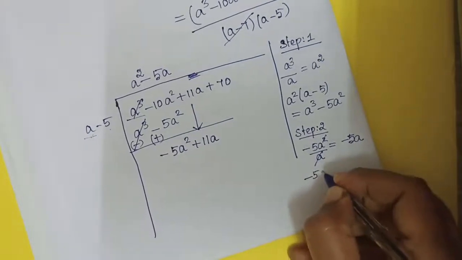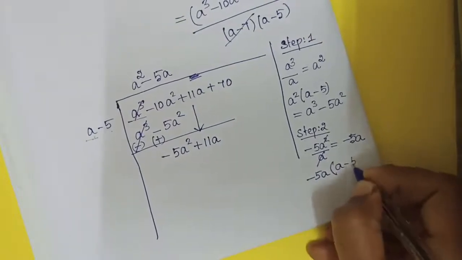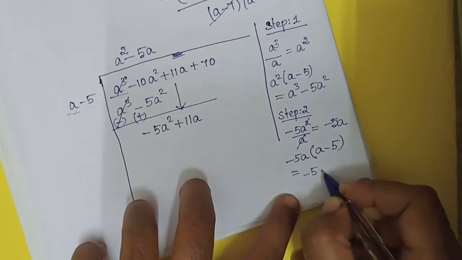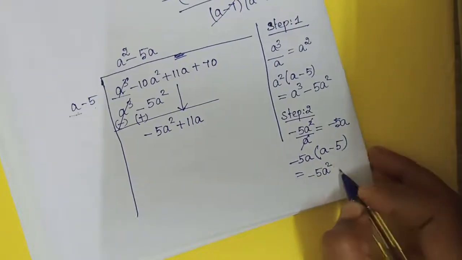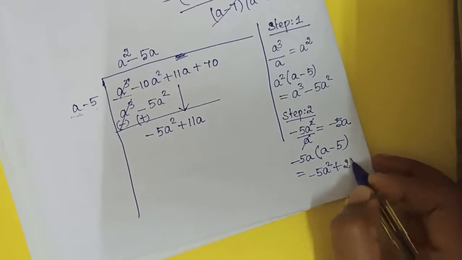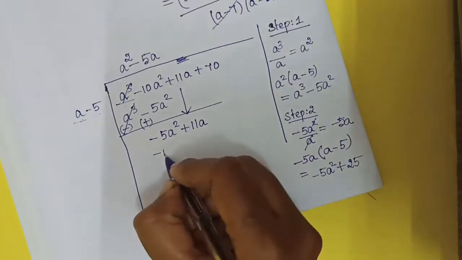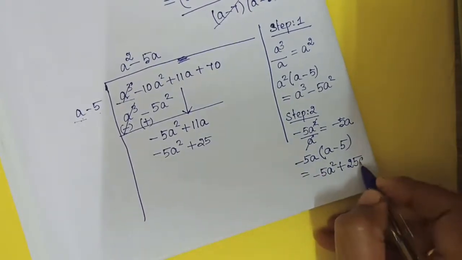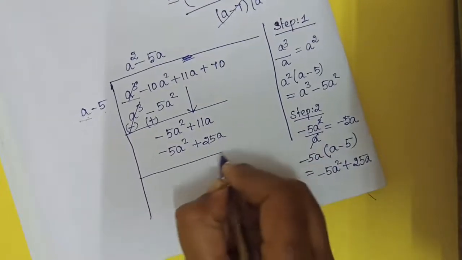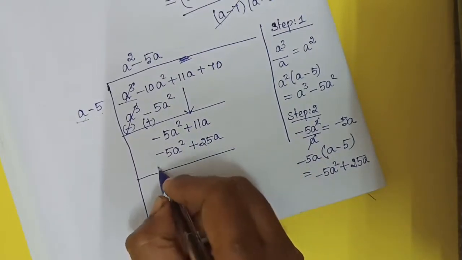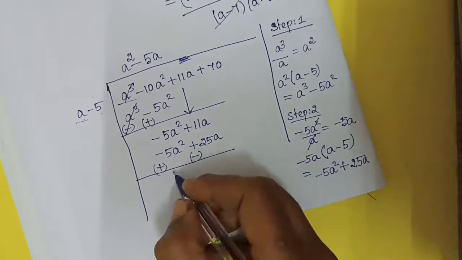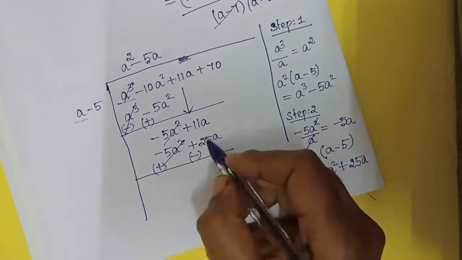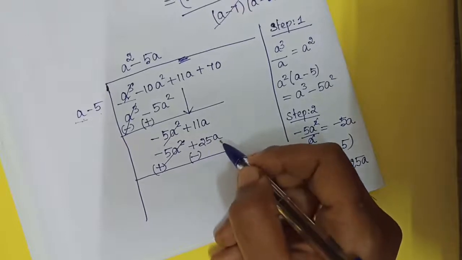So minus 5a into a minus 5, which is equal to minus 5a square, minus into minus plus, 5 into 5, 25. I am writing here. So minus 5a square plus 25a. Here also I am going to change the sign. So plus here minus. And minus 5a square plus 5a square gets cancelled. Here also 11a minus 25a.